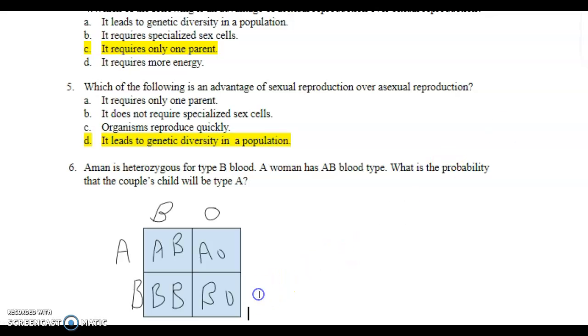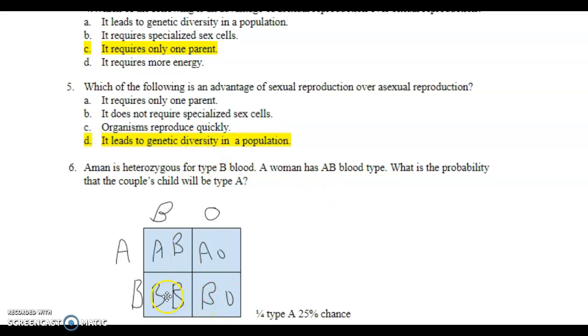Okay, so 1 out of 4 would be type A. That would be the phenotype. 1 in 4, type A. And we could also say that that is 25%. They would have a 25% chance of having a type A child.